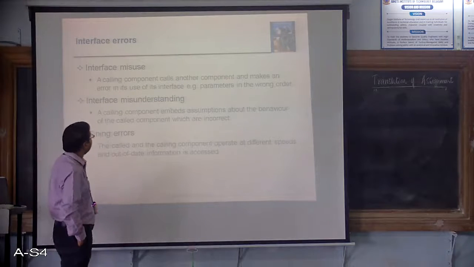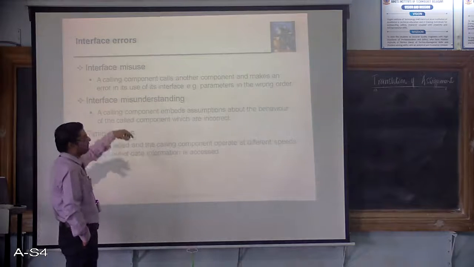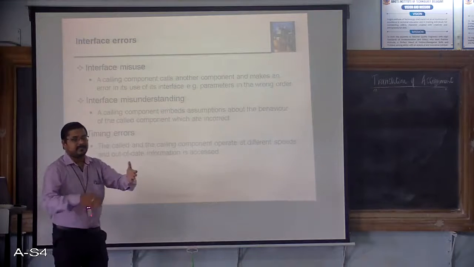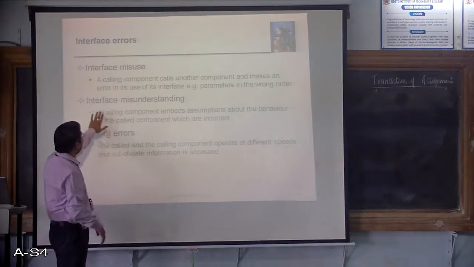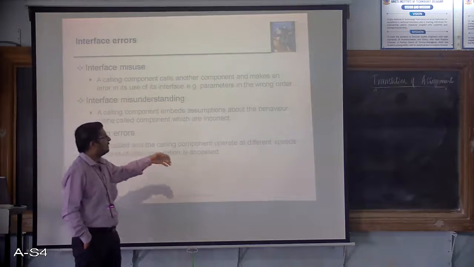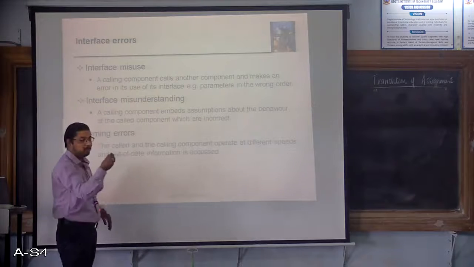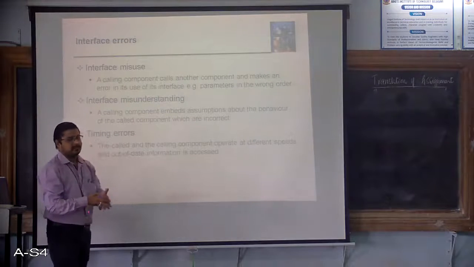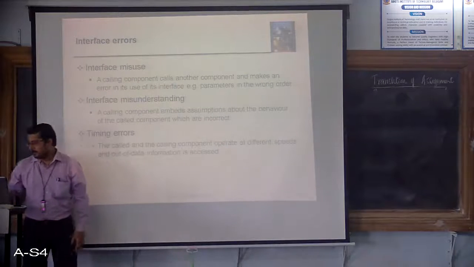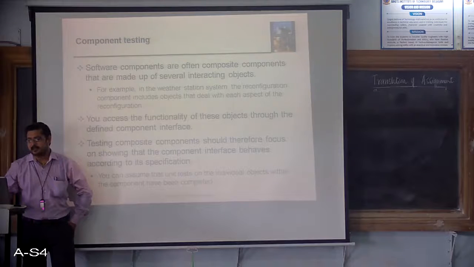And so these are some of the interface errors. One is interface misuse, interface misunderstanding, and timing error. Interface misuse means the read and write data should be compatible with respect to the system and their application. Interface misunderstanding: the calling component embeds assumptions about the behavior of the called component, whether that particular interface belongs to one particular class or not, we have to check. Timing error: the writing and reading speed should be compatible. It should be the same for two different types of applications. So this is what we call interface testing or component testing.